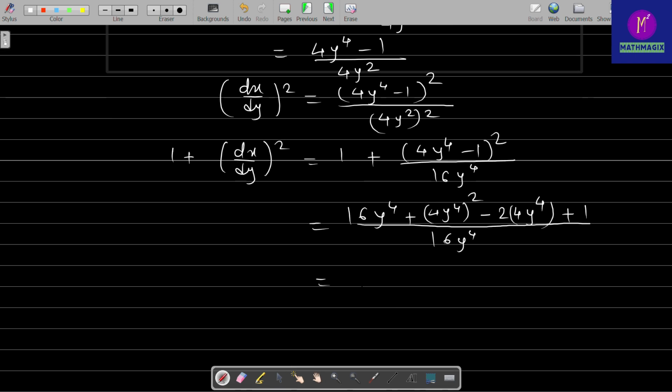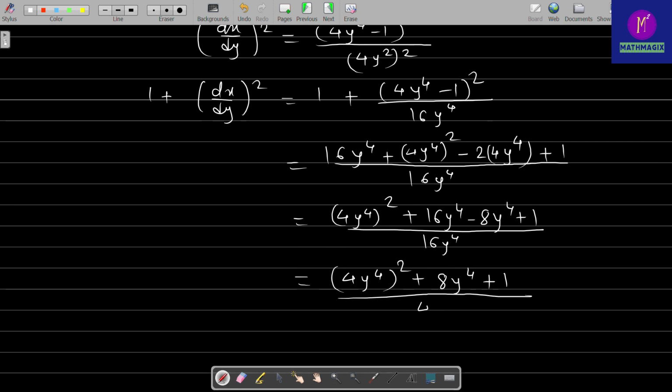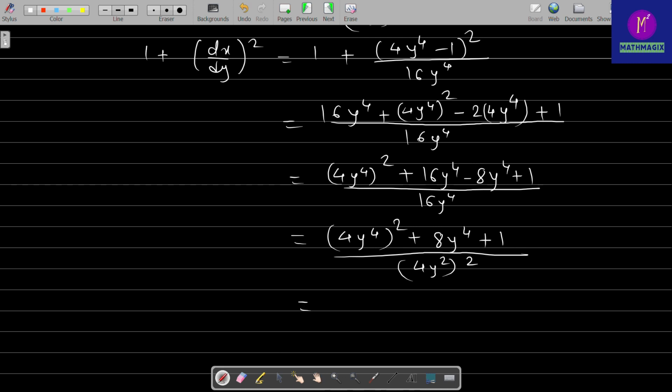So this will give us the answer as (4y^4) the whole square plus 16y^4 minus 8y^4 plus 1, divided by 16y^4. This is nothing but (4y^4) the whole square plus 8y^4 plus 1, divided by, this is nothing but (4y^2) the whole square. If we closely look at this numerator, we can understand that this is a perfect square of (4y^4 + 1) the whole square. See, (4y^4) square plus 2 into 4 into y^4, that is nothing but 8y^4 plus 1. So this is (4y^2) the whole square.